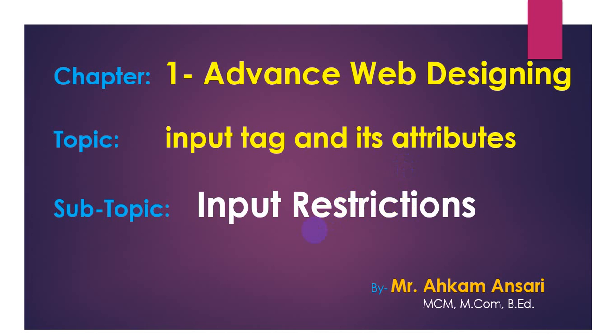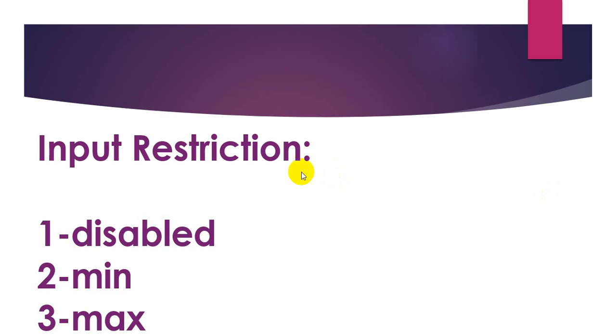So we will start with what input restriction is and how to use it in our application. In the last lecture we saw how to start our web application. In this lecture we will talk about input restriction, and basically we will see three input restrictions. These are disabled, min, and max. We have n number of input restrictions, but in today's lecture we will talk about these three, that is disabled, min and max.